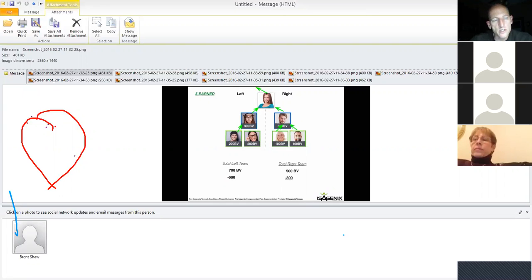Okay. Any other questions on that topic? Or the right side, left side tree thing?